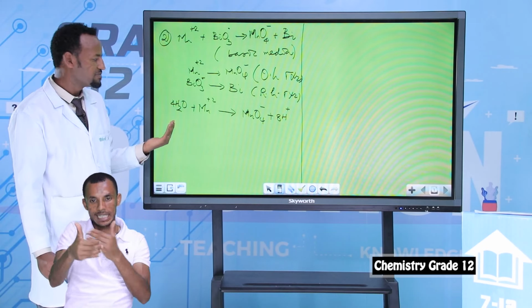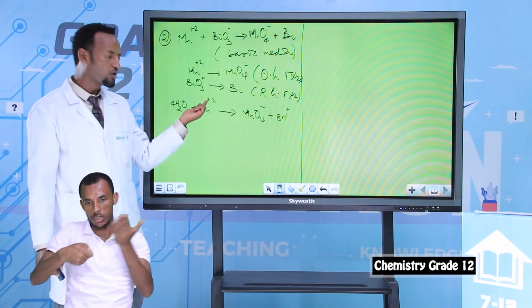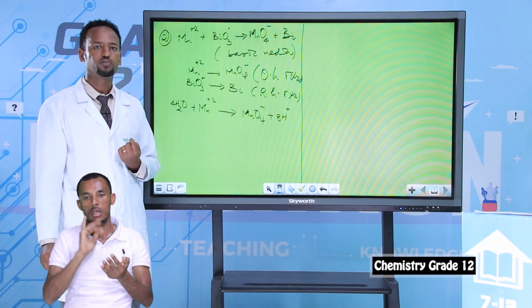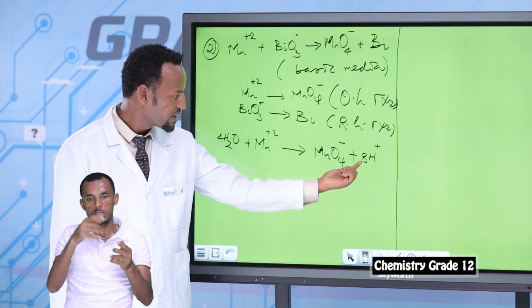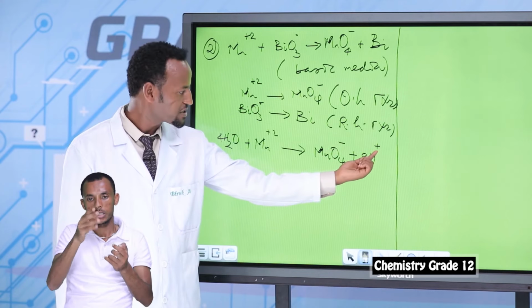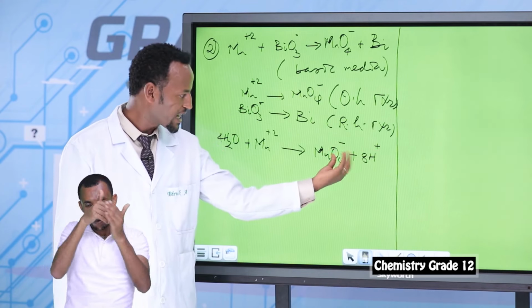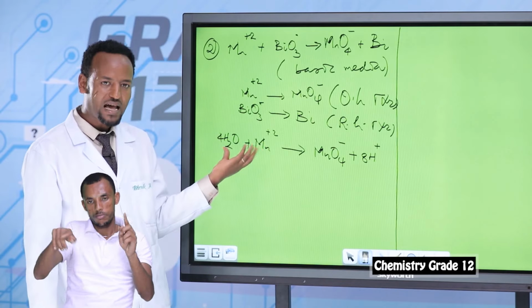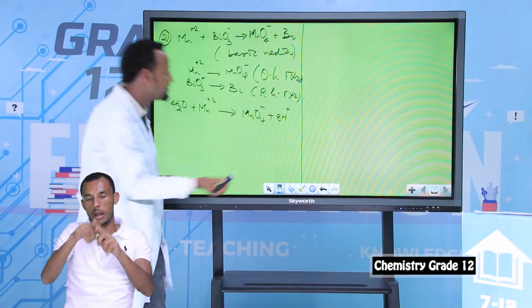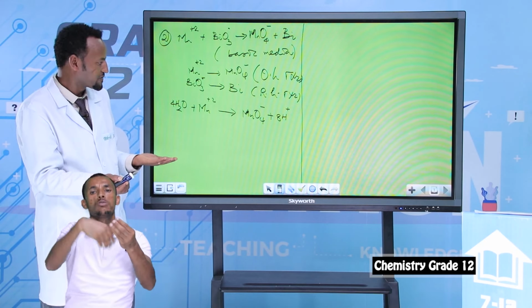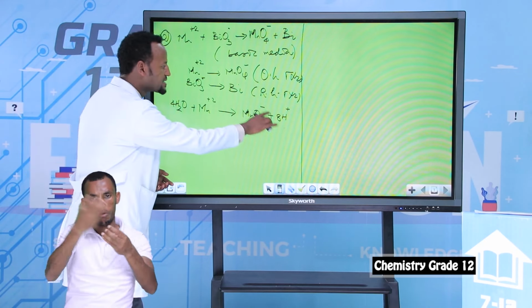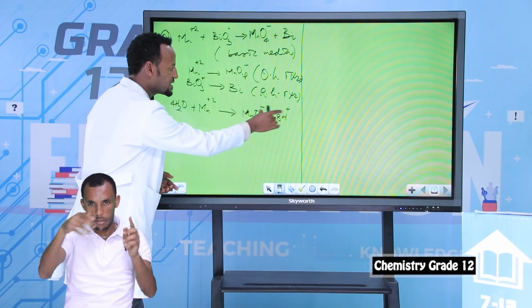The next step is to balance the charge. Look at the charge. Manganese is +2 in the reactant position. MnO4 minus has a charge of -1. 8H plus has a charge of +8. The total charge for the product position is +7, and here it is +2. Therefore, the difference is how much? How many electrons are added? 5 electrons, because +8 with -1 is +7.